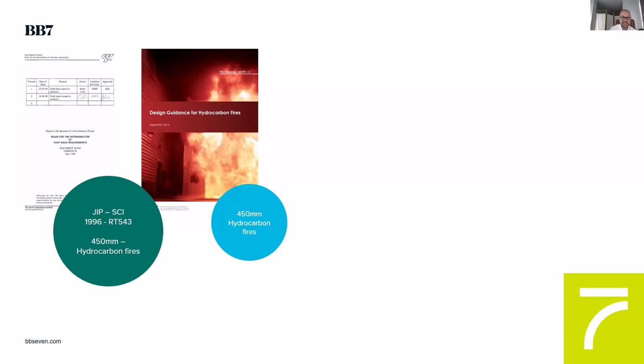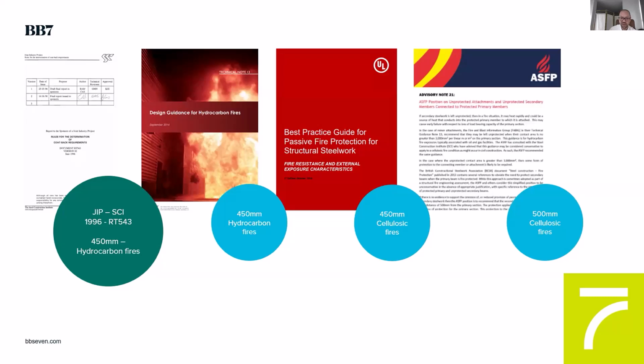Later, that was then adopted in FABIC Technical Note 13, again recommending 450 millimeter copebacks. And then later, for cellulosic fire scenarios, UL released a best practice guide recommending 450 for cellulosic fires, deemed that because the fire scenario from the standard hydrocarbon curve to the cellulosic is less severe in terms of heating, the 450 would also be applicable. The ASFP, based out in the UK, decided also to use a similar copeback distance of 500 millimeters. But you can see that everybody's been adopting a very similar copeback length in the industry. But a lot of these documents do mention that you can determine a different length of copeback and potentially omit them completely.